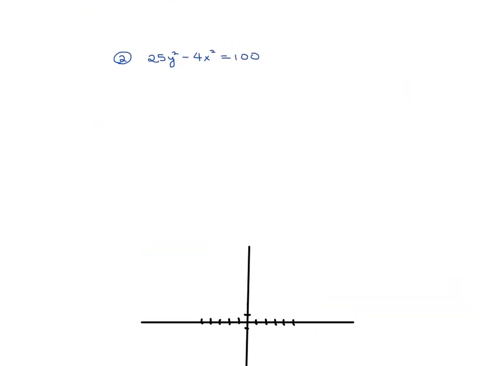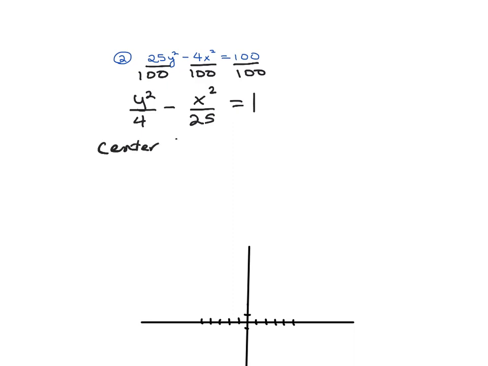Again, we need this set equal to 1. So I'm going to divide everything by 100. So 25 over 100 is going to simplify to 1/4. So this will become y squared over 4. Again, a hyperbola has a subtraction sign. And then 4 over 100 will simplify to 1/25. And then 100 divided by 100 is 1. All right, so again, nothing being added or subtracted to the x squared, y squared. So this tells me my center is at the origin. There's no h, k, or my h, k is 0, 0.